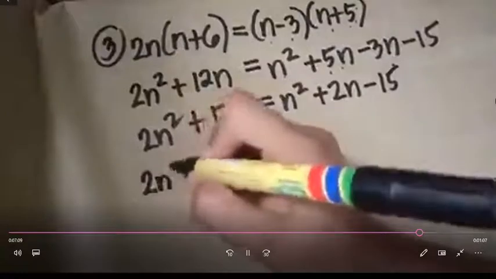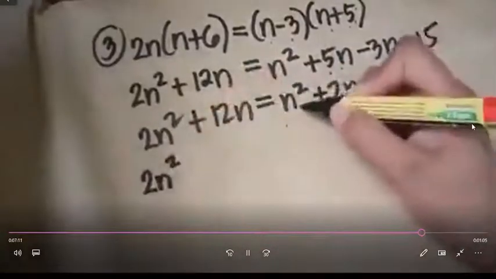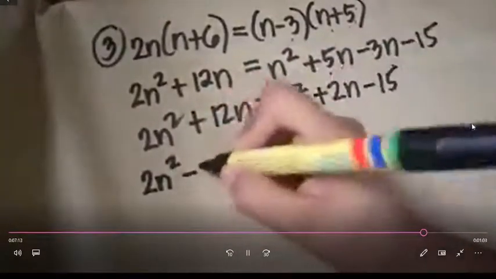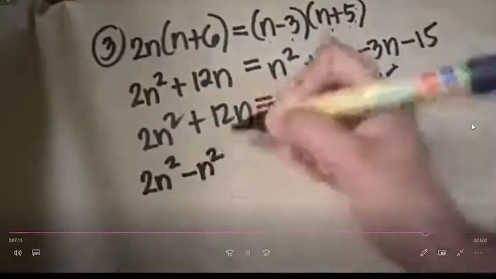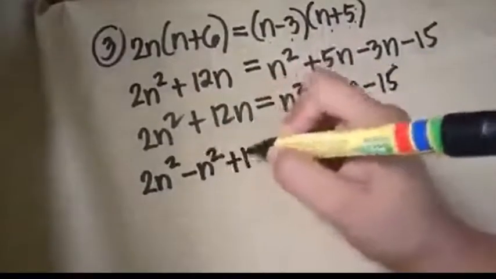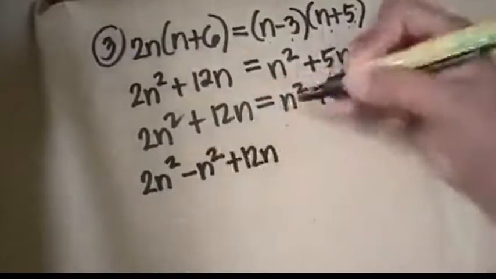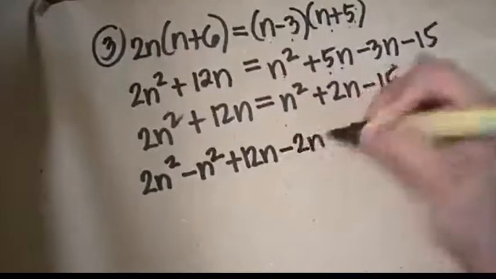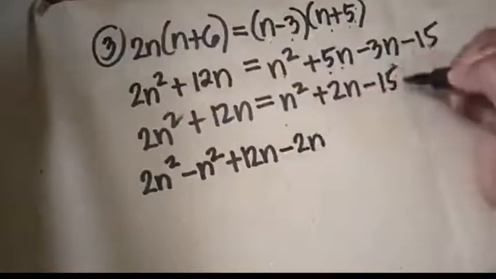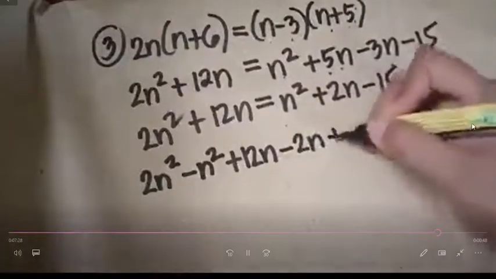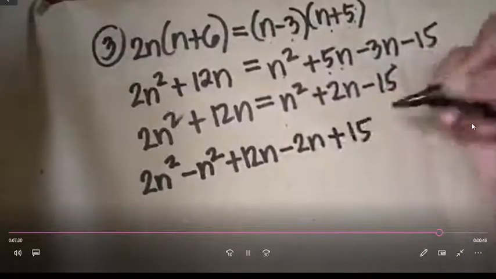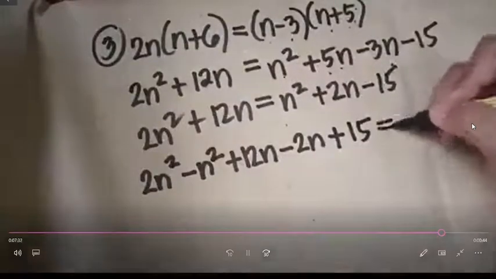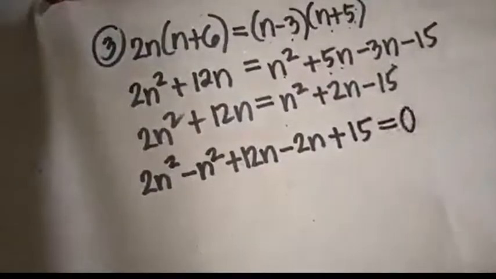So, we bring down 2n squared. Transpose n squared, so it becomes negative n squared. We bring down positive 12n. Transpose natin positive 2n, so it becomes negative 2n. Then finally, we transpose negative 15 to the other side, so it becomes positive 15. So that is equal to 0.